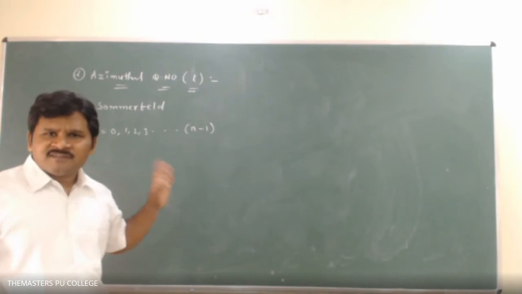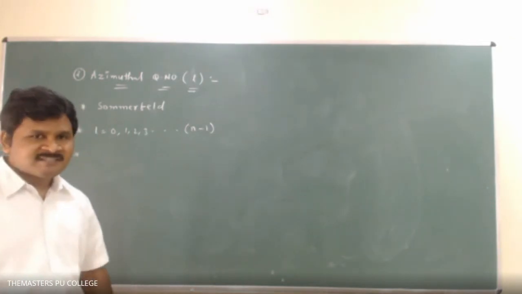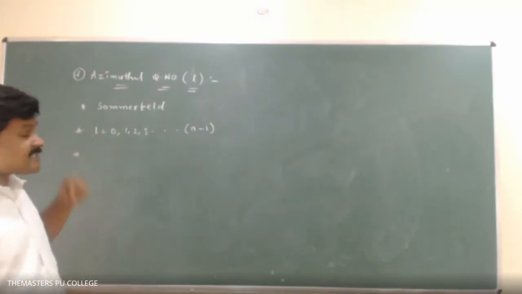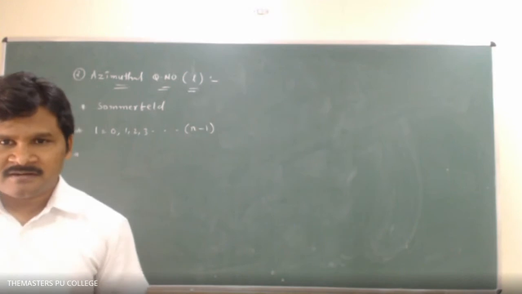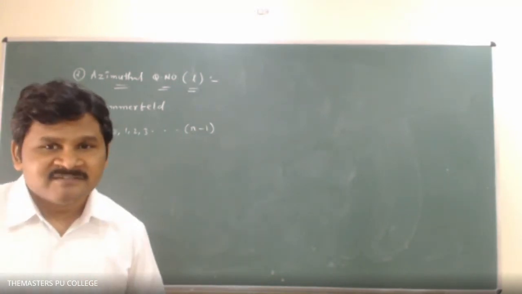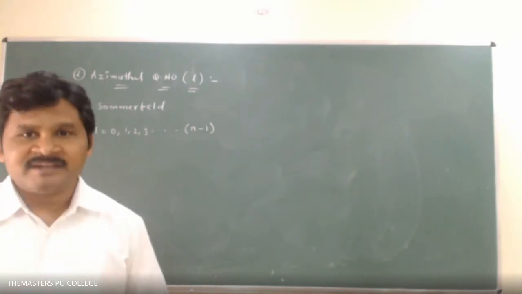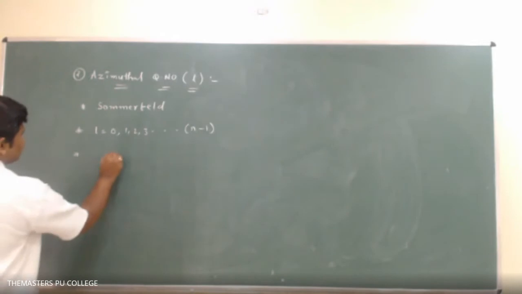What is the use of the azimuthal quantum number? You were told the use of the principal quantum number is size and energy. What about the azimuthal quantum number? Please remember, the azimuthal quantum number signifies the shape of the orbital.